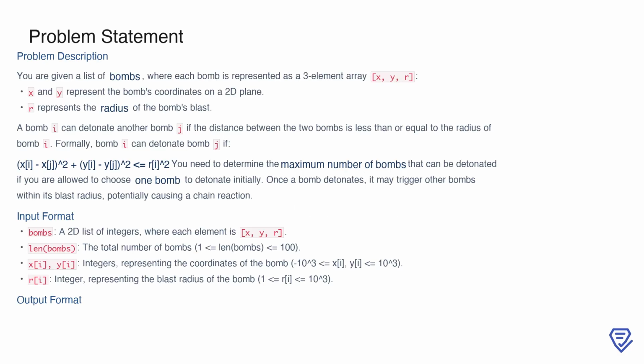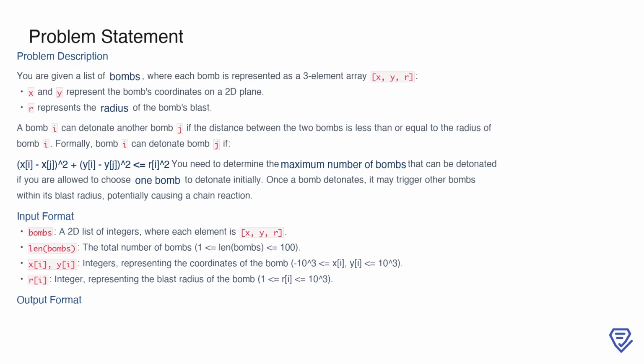In this problem, you are working with a list of bombs, where each bomb is described as an array [x, y, r]. Here, x and y represent the coordinates of the bomb on a 2D plane, and r is the radius of the bomb's blast. The goal is to determine the maximum number of bombs that can be detonated through a chain reaction, starting with just one bomb. A bomb can trigger another bomb if the distance between their centers is less than or equal to the radius of the first bomb.